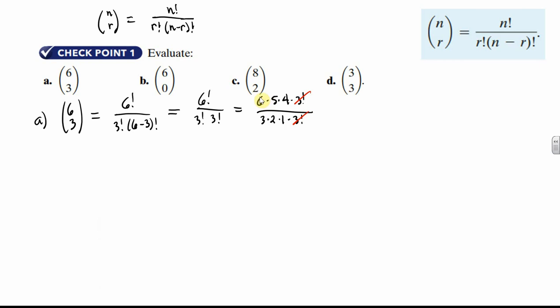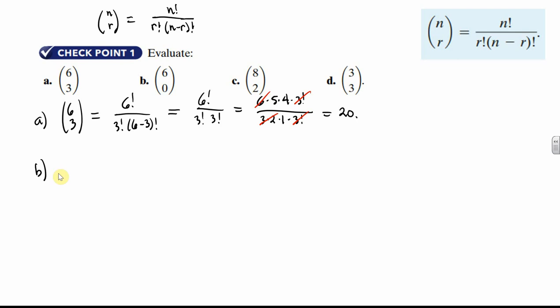Right. Now if you think about it here, 3 times 2 is 6, so that cancels out. And so all we have left is just 5 times 4, and that's just 20. Oh, the formula's right there on the top right. I didn't see it.